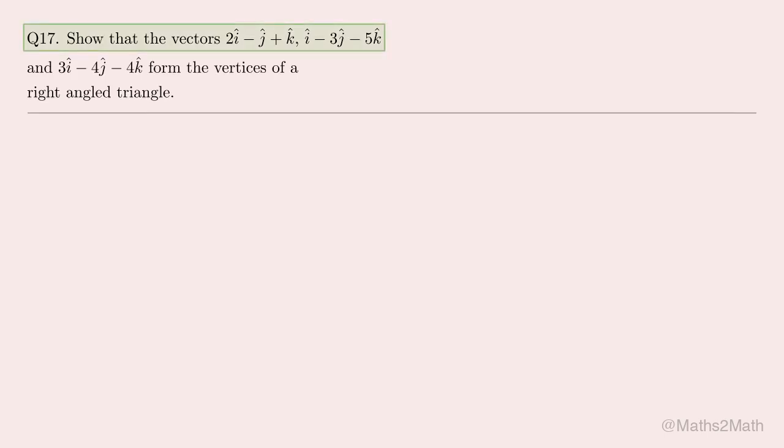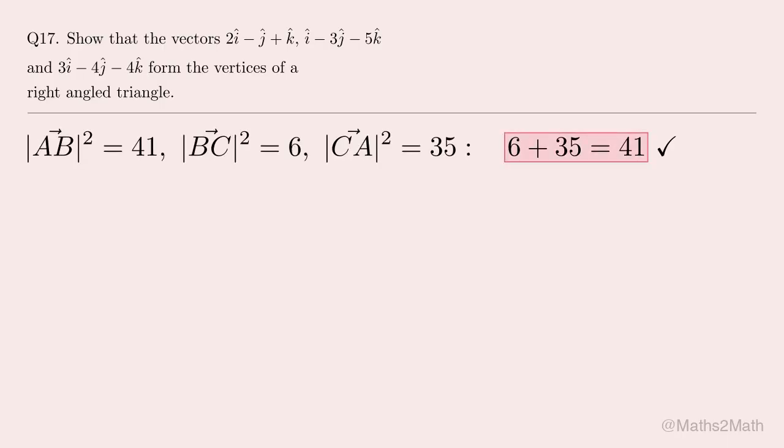Question 17. Position vectors of the corners. Compute the sides and test Pythagoras. The squared side lengths tell the story. The sides have squared lengths 41, 6, and 35, and 6 plus 35 is 41. A right angle.